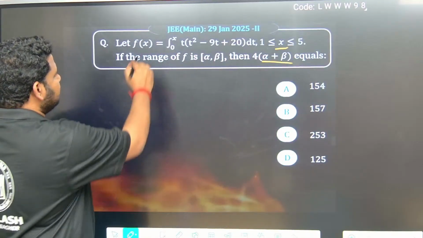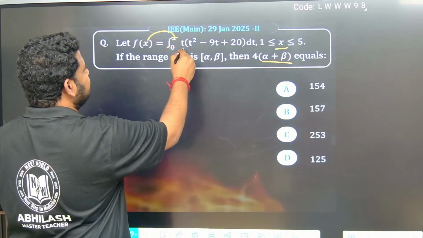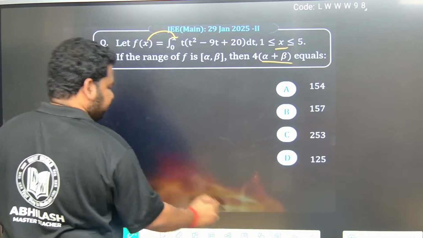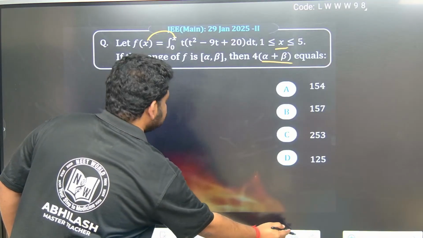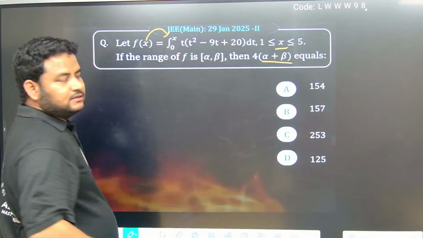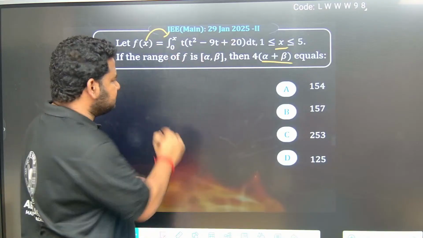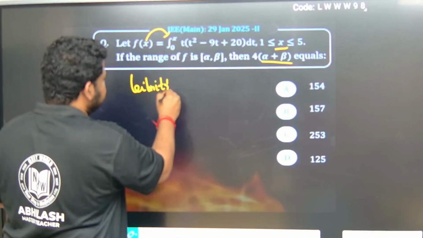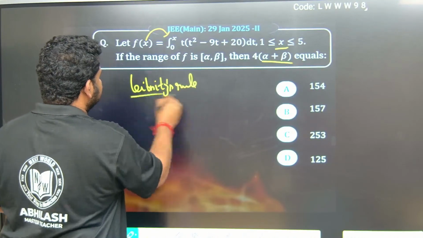First of all, the integrand is in terms of t, while x appears only in the limit, but I want it in terms of x. What can I use? Let me use the Leibniz rule.